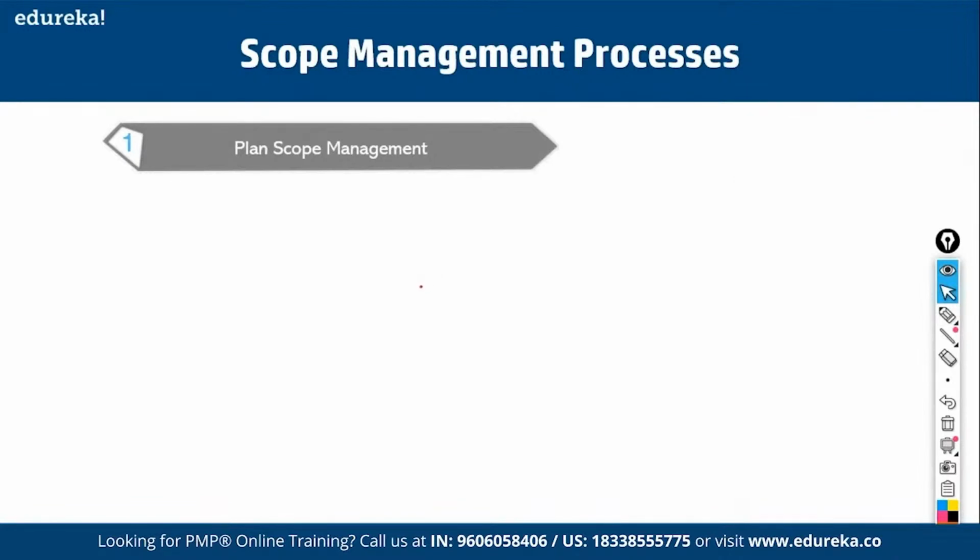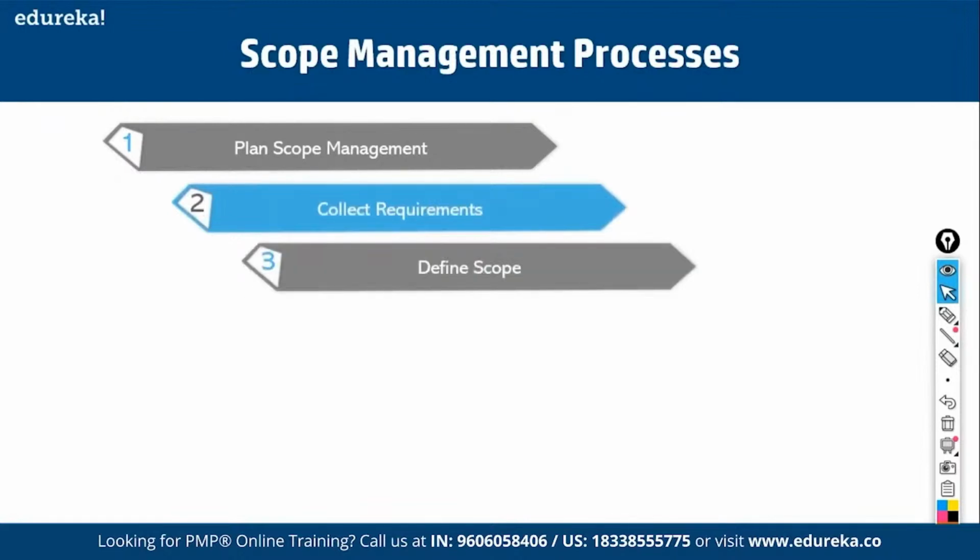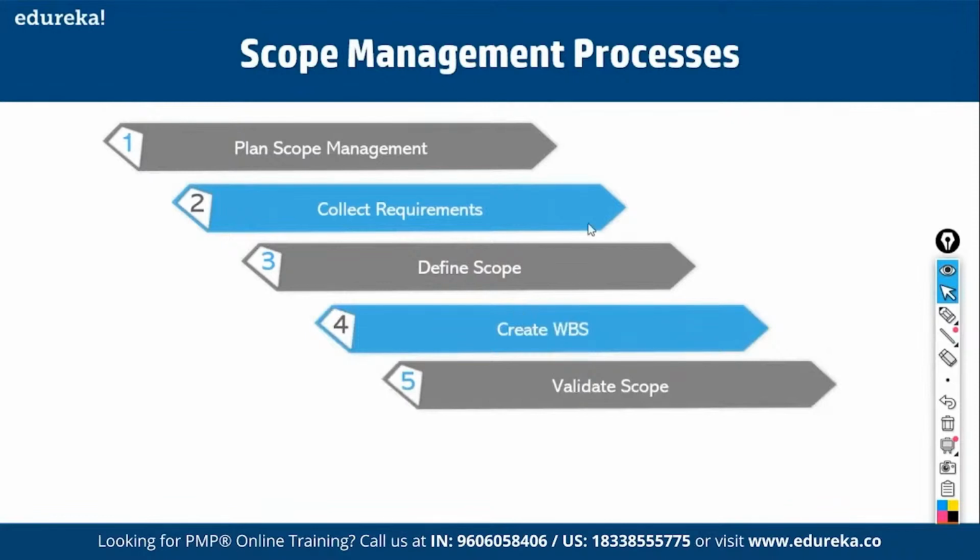So how do you plan for scope? These are all the processes we need to perform. First, we have to plan for scope management. Then we have to collect requirements. Then based on the requirements, we have to define scope. What are requirements? Requirements are what the customers expect to find in a product. Then based on the requirements, we define scope. That is, we come up with a scope statement that tells us everything that we have to deliver as part of the project. Then we create the WBS.